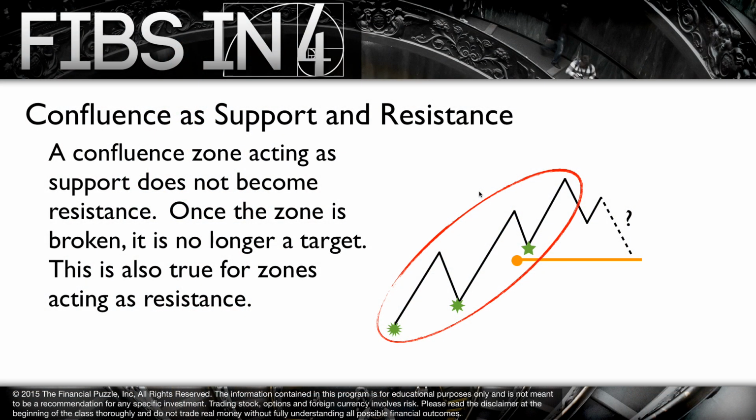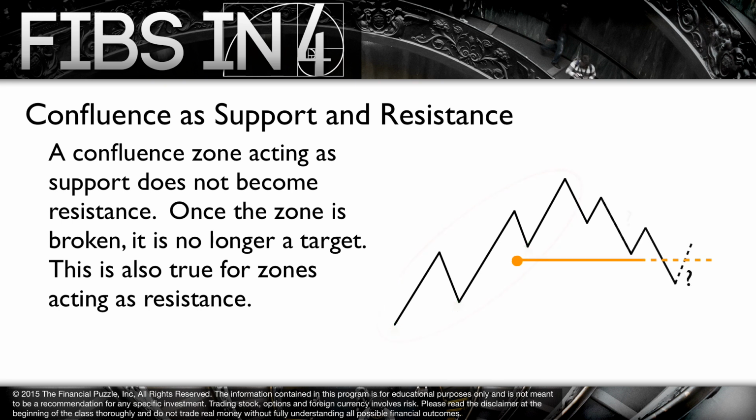So we've measured the peaks on the left-hand side to find that support zone. But what if this thing breaks down? Okay, so we broke through confluence. We have an opportunity to get into a bearish trade here, right? Because confluence broke down, and so we're thinking about bearish. What would we be measuring if we wanted to identify a confluence zone?